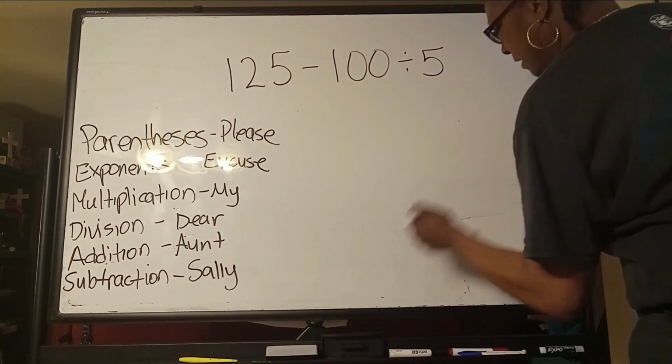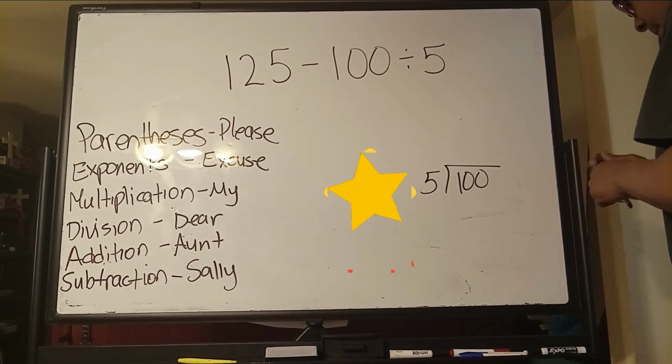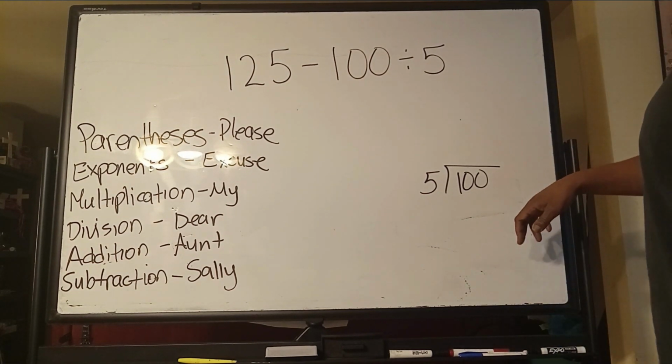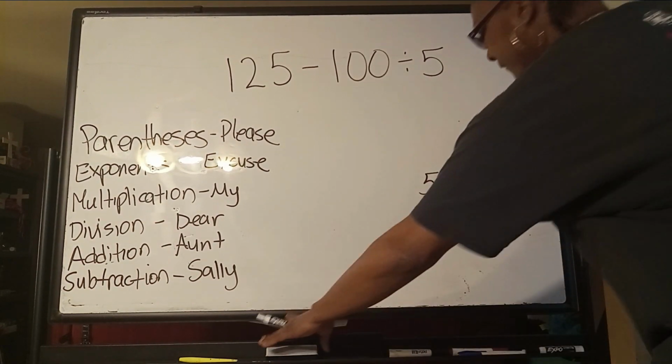We're going to put our 100 in the house, and we're going to put our 5 on the outside. We're going to get 2 groups. Why? Because 5 is too big to go into 1, so now we have to look at the 10. That means we get 2 groups of 5.